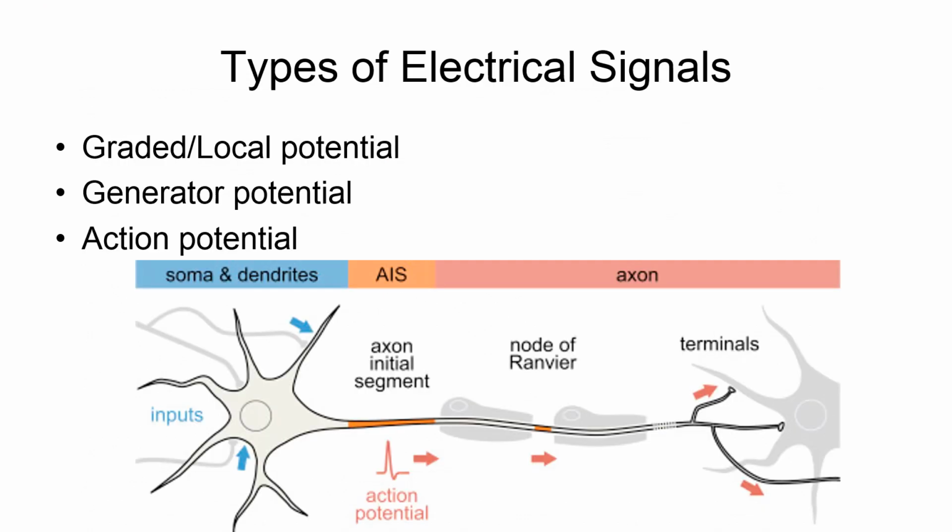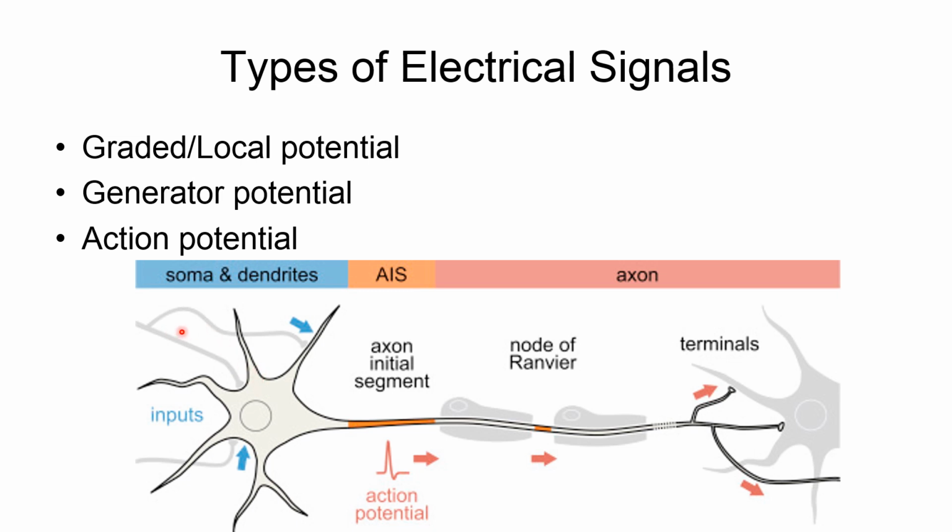So there are two or three types of mainly electrical signals. They are called graded potential or local potential, and mainly the action potential. So graded potential is, we know the dendrites, for example, of a neuron, have sodium channels. They are the input of the neuron. From here the stimulus will change the potential and produce a signal.